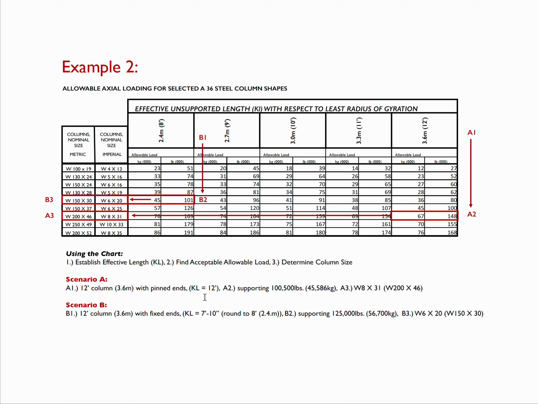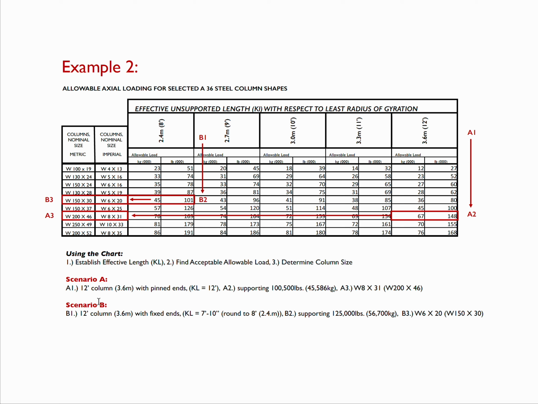In that case, we'd be able to look at scenario A and scenario B, different lengths. So we'd be able to go from A1, which is scenario A, a 12-foot column, pinned on both ends. It's supporting just over 100,000 pounds, so we can't use this, so we go to A2. That comes across and we have these options then.